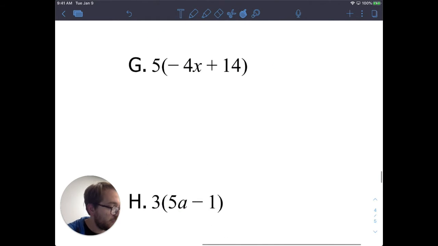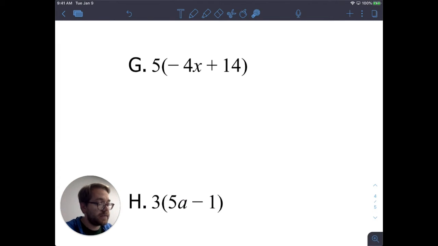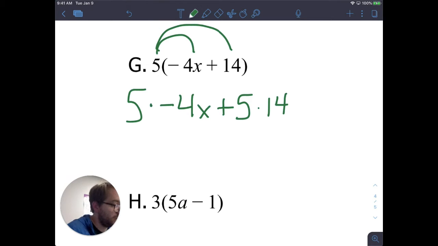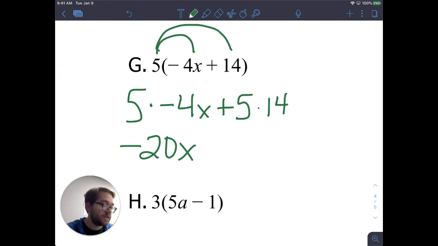G, 5 times negative 4x plus 14. Okay? So here's an example where we really want to pay attention to our signs because we have that negative there. So I'm taking 5 times negative 4x and 5 times 14. So remember we talked last time that when you're multiplying a number times a number with a variable, you can just multiply those constants, the numbers together, the coefficients. So 5 times negative 4 is negative 20. So 5 times negative 4x is negative 20x.